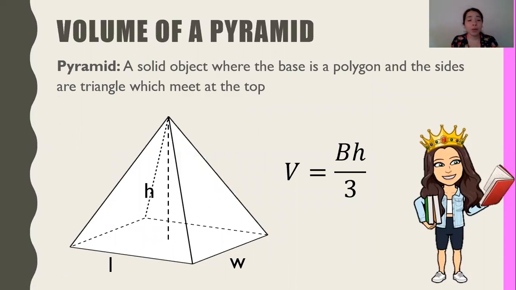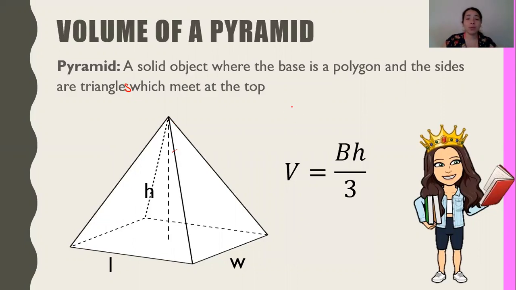So, what's a pyramid? A pyramid is a solid object where the base is a polygon and the sides are triangles which meet at the top. These spelling mistakes are all over today.